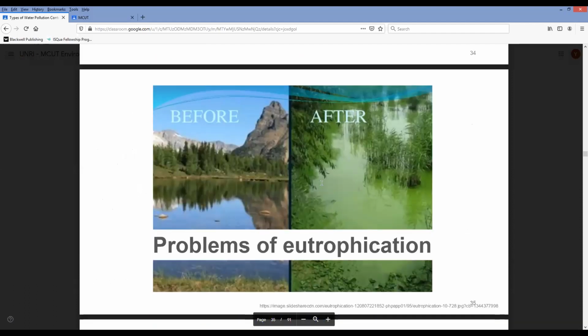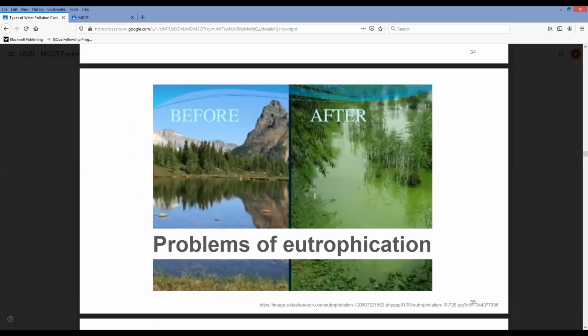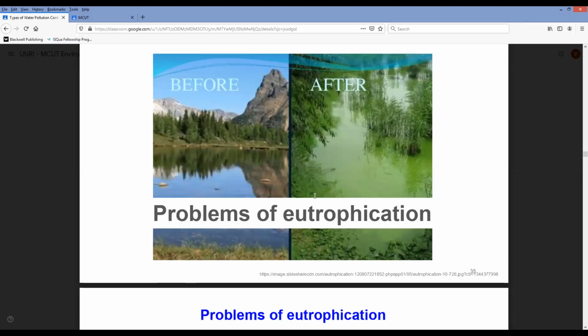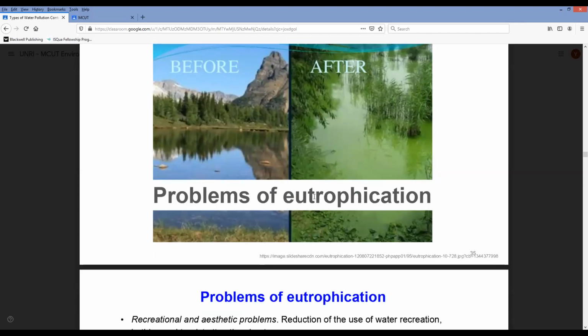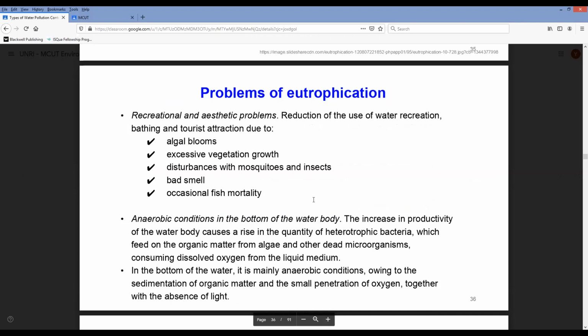And then this comes to the problem of eutrophication. As you can see, the left side is the before and the right side is the after eutrophication. Basically, when the lake or river becomes eutrophic, the lake usually looks green. Okay, next please.